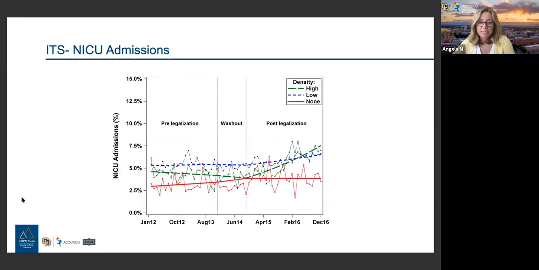So once again, this NICU is the outcome, NICU admissions. Here you can see an intervention effect occurring, which means if you look in the post period, the slope, there's an increased NICU admissions. They're just getting greater per month in the high and the low group. Whereas in the non-density counties, there doesn't seem to be any intervention effect at all.